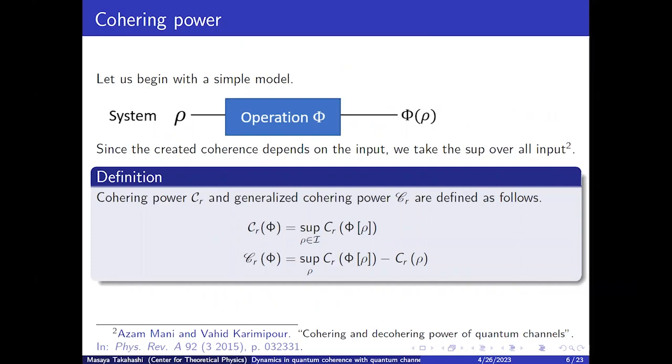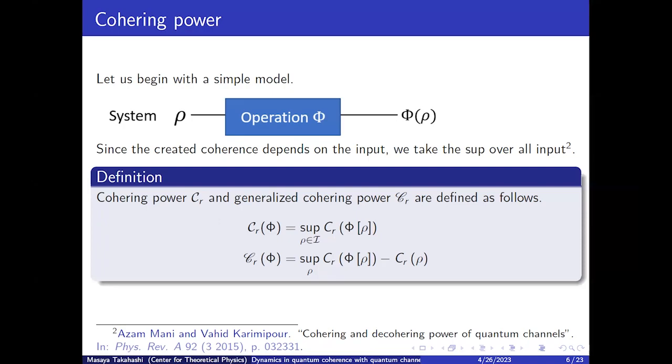Now I'm going to talk about coherent power with a very simple model. We have a system and we apply an operation, and we get the state after the operation. But the created coherence depends on the input. Let's say we have a Hadamard gate as the operation. If you have zero, then we get a maximally coherent state, so we actually create coherence. But if we have a plus state here, the state after the Hadamard gate is zero, so then we actually lose coherence. So we take the sup over all inputs.